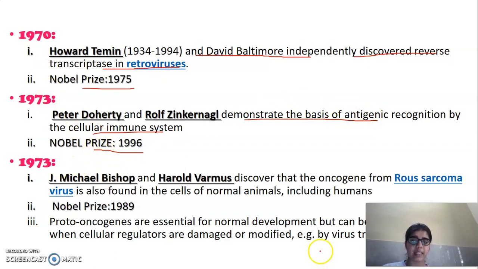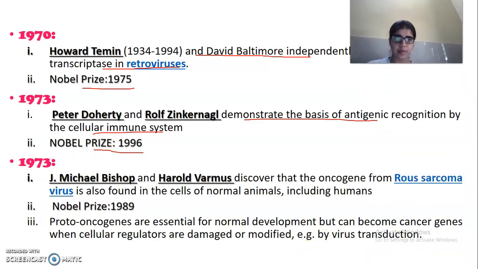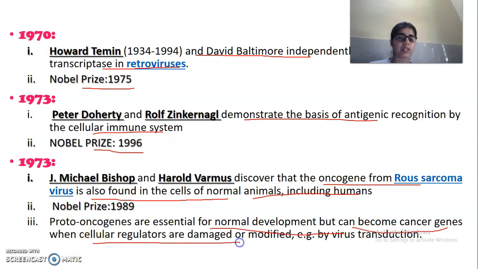In 1973, J. Michael Bishop and Harold Varmus discovered that the oncogene from Rous sarcoma virus is also found in the cells of normal animals, including humans. Proto-oncogenes are essential for normal development but can become cancer genes when cellular regulators are damaged or modified, for example by virus transduction. And they got the Nobel Prize in 1989.